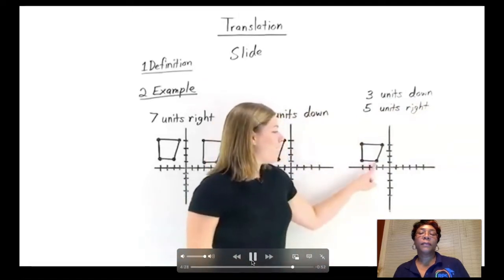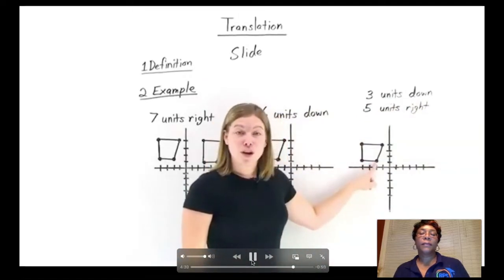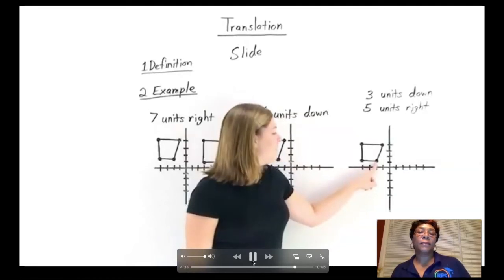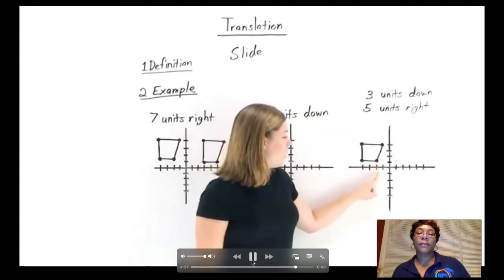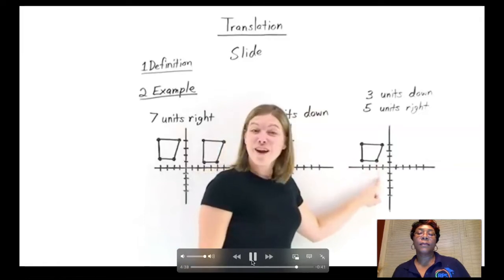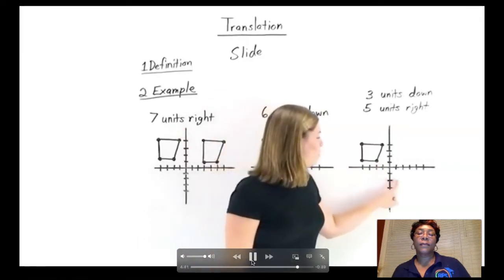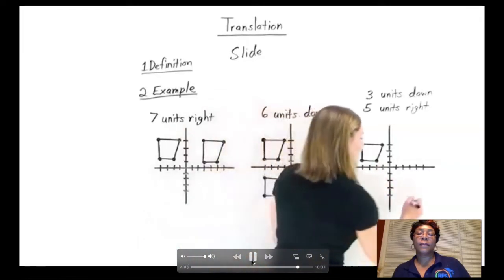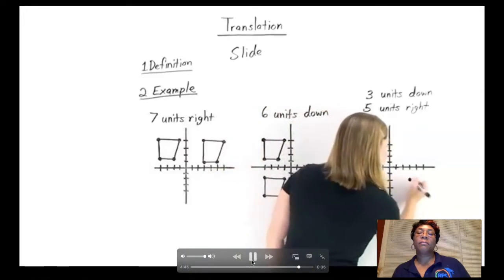Let's take this point. First, we'll translate it 3 units down. Then we'll translate it 5 units to the right. So first 3 units down: 1, 2, 3. Then 5 units right: 1, 2, 3, 4, 5. And we plot that new point.